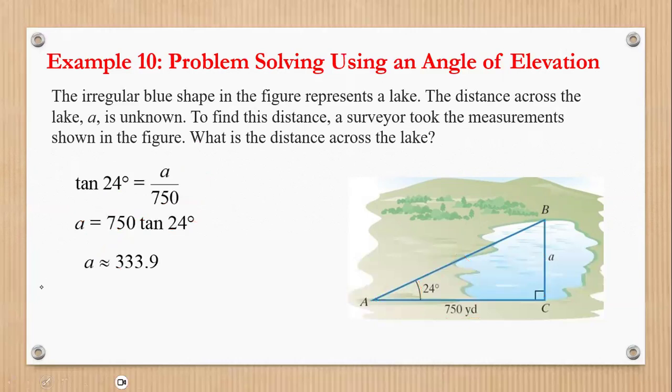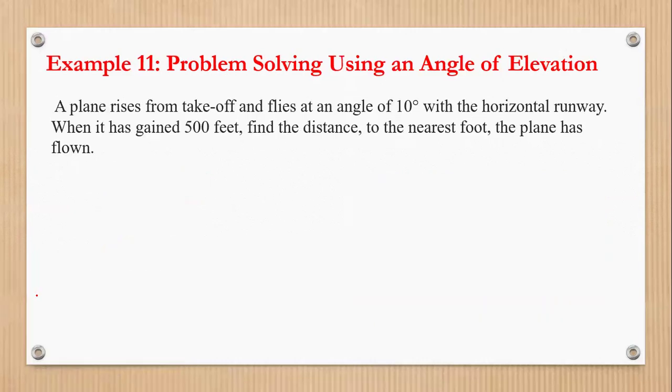Next example. It says a plane rises from takeoff and flies at an angle of 10 degrees with a horizontal runway. When it has gained 500 feet, find the distance to the nearest foot the plane has flown.